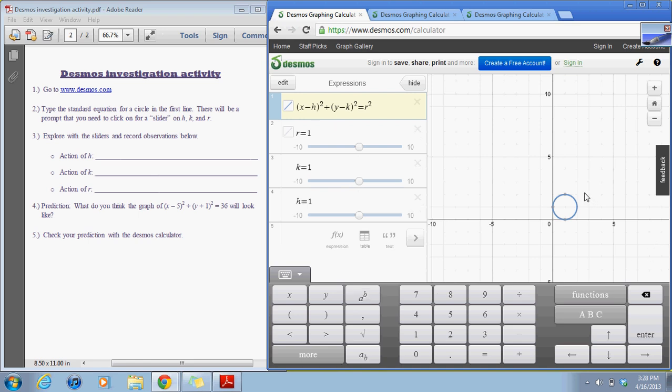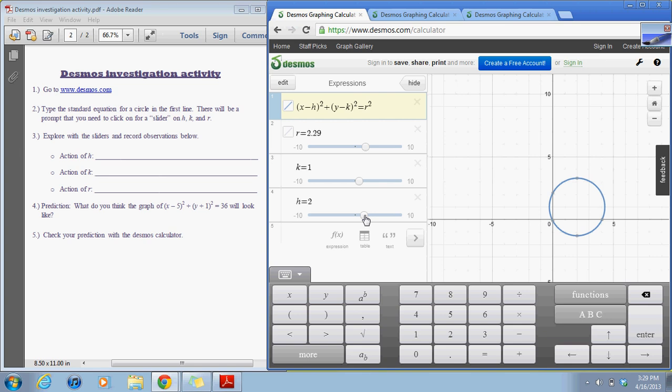Now if you notice, we have a nifty little circle that pops up on our graph. And we have some sliders down here that will let me adjust the variables, the unknowns. So I can change my radius and make that bigger or smaller. I can also change the h and the k. So for step 3, if you're following along on the left-hand side, we had some time to just explore with the sliders and investigate what the h, k, and r exactly do with our equation.